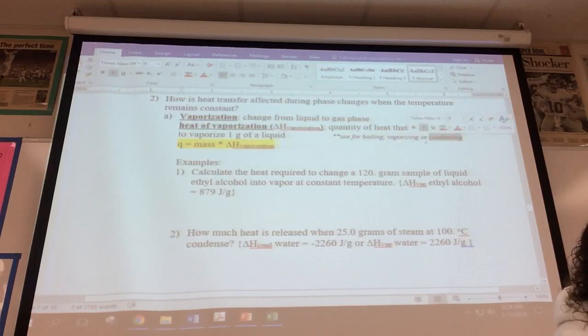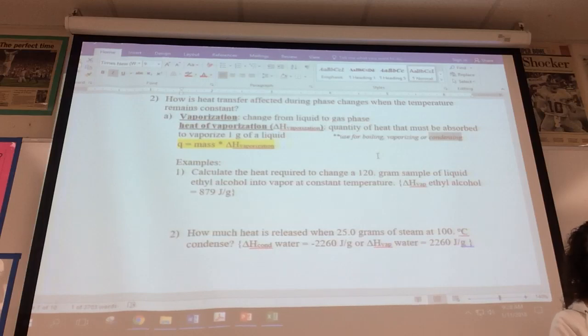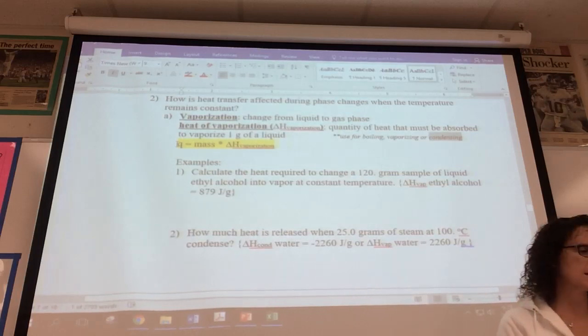You'll use it for condensing as well, but whereas boiling and vaporizing are endothermic processes with positive Qs, condensing is an exothermic process with a negative Q. So the delta H of vaporization in that case would be negative to give rise to a negative Q. You can calculate it as Q is equal to the mass times the delta H of vaporization.